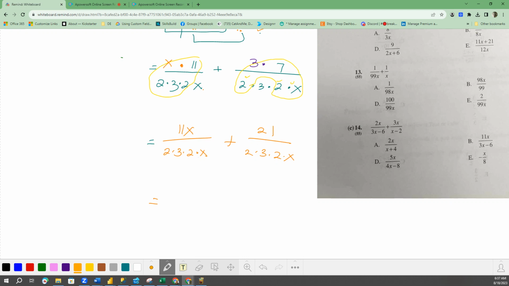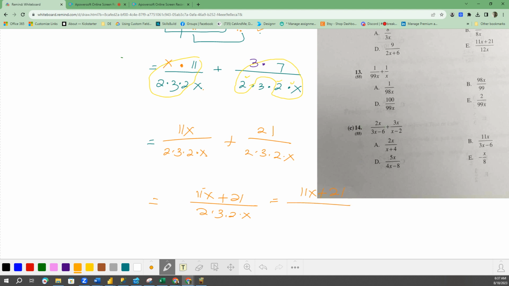Now 11x, well, now they have the same denominator, so you can write 2 times 3 times 2 times x together, and then you can do 11x plus 21 because you can't really cancel them out. You can't really combine them, so you just write them as is. Now, is there a common factor between 11x and 21? Not really, so therefore we will just write them back.